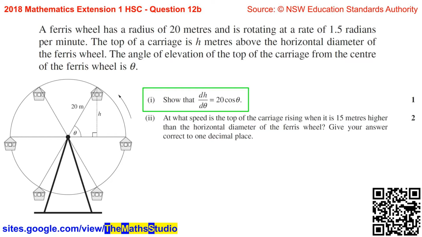Question 12b. A Ferris wheel has a radius of 20 meters and is rotating at a rate of 1.5 radians per minute. The top of a carriage is h meters above the horizontal diameter of the Ferris wheel. The angle of elevation of the top of the carriage from the center of the Ferris wheel is theta. Part 1. Show that dh/dθ equals 20 times cos θ.